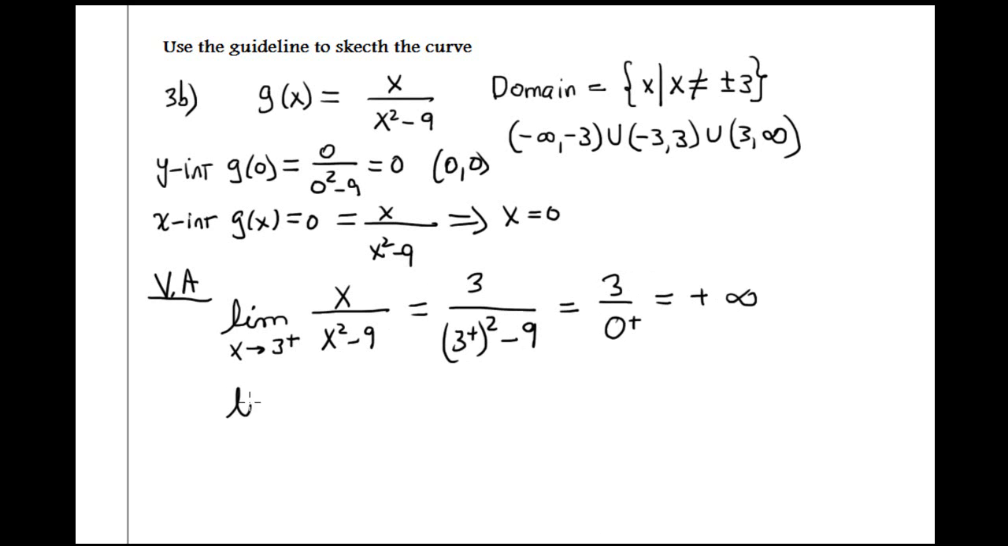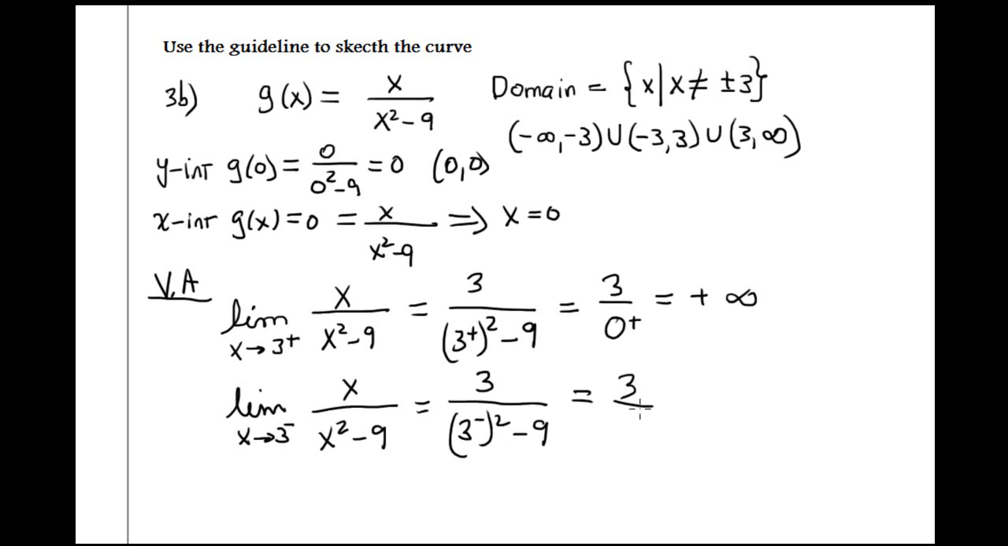Okay, now exactly the same. The limit when x approaches 3 from the left of x over x squared minus 9. The sign matters in the bottom, and at the top it is totally irrelevant. So it's 3 over 3 minus squared minus 9. 3 minus is, for example, 2.9, and the square is less than 9, so this is 0 minus. 3 over 0 minus, where 0 minus means a number close to 0 but negative, is negative infinity.